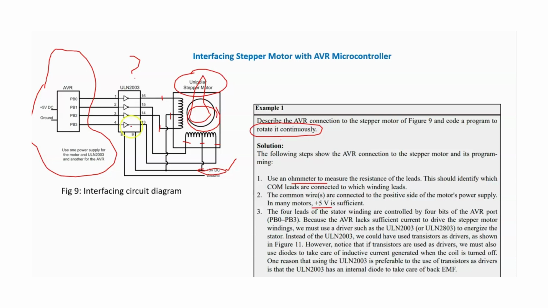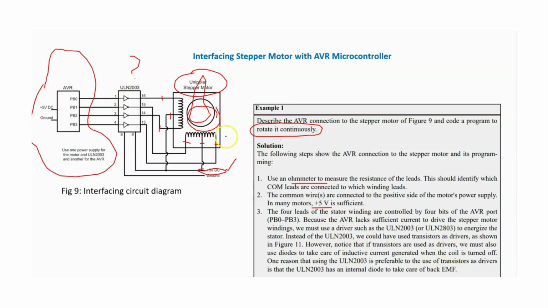For example, if we don't have this driver, then we can use transistors, which will be shown in the next slides. So transistor amplifiers can be used, but importantly, in addition to transistors, we also have to use diodes along with those transistors to protect the AVR from the motor's back EMF. So to avoid the back EMF spikes going to the AVR, we use diodes.